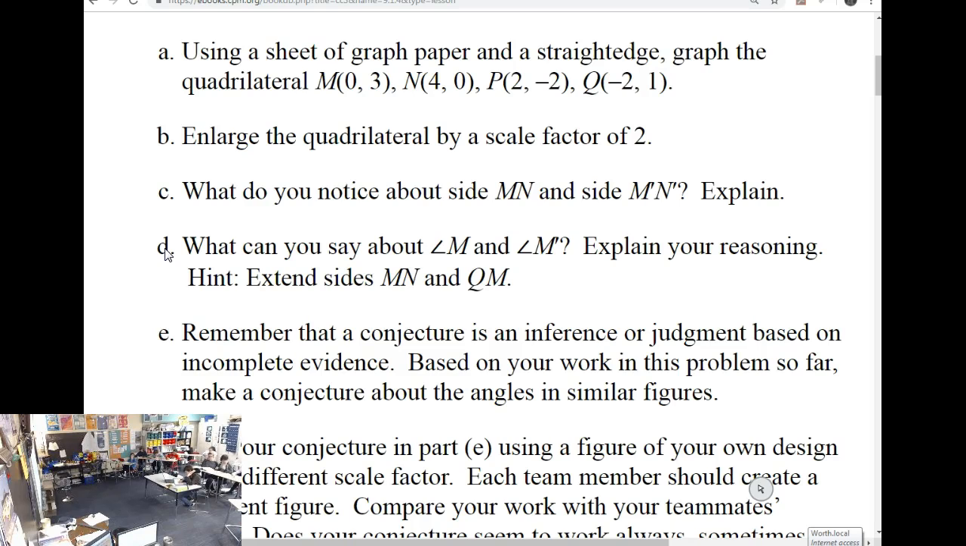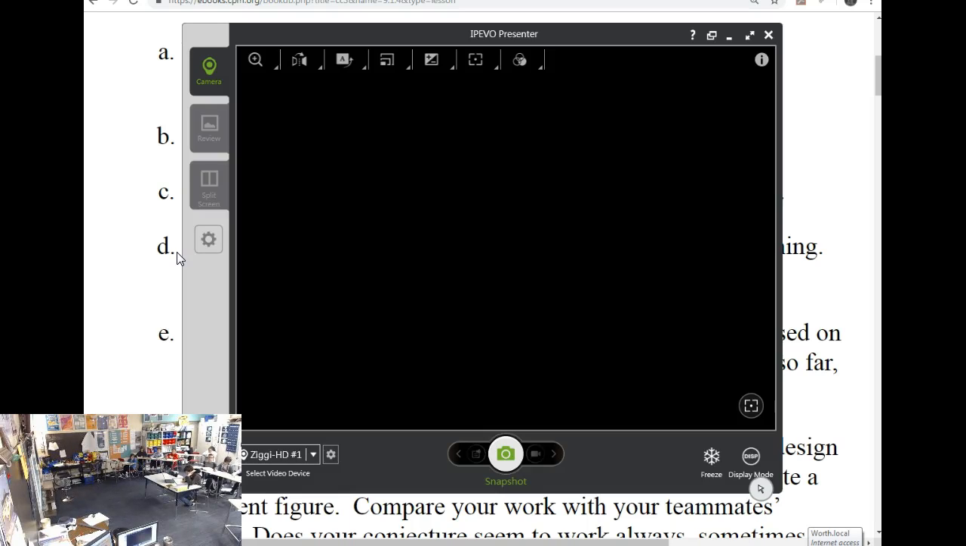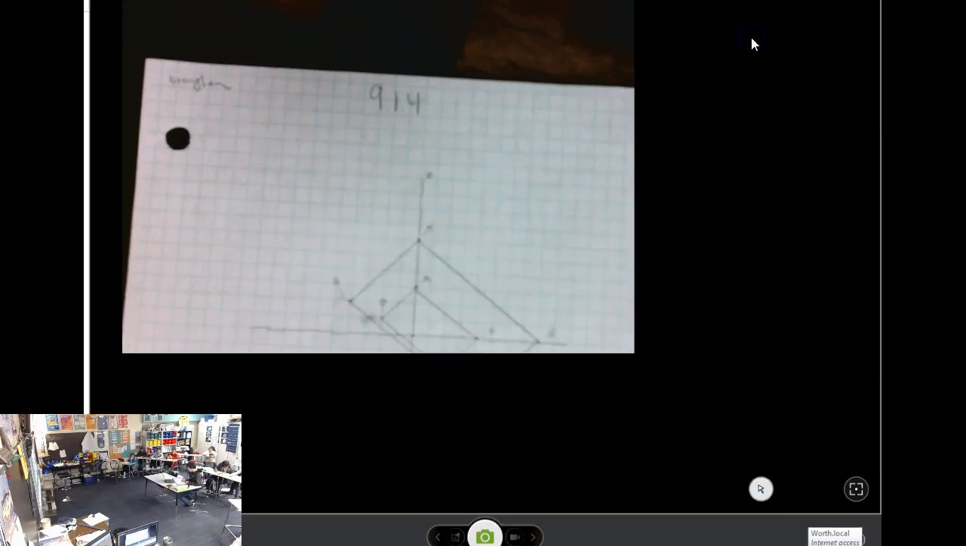Alright, so MNPQ. Now, as soon as the camera loads up. What do you mean, the apostrophe? Oh, like the prime? Yes, but we don't call it negative. We just say M prime, N prime, P prime. So, great question from Braylon of did he make his notations correct?